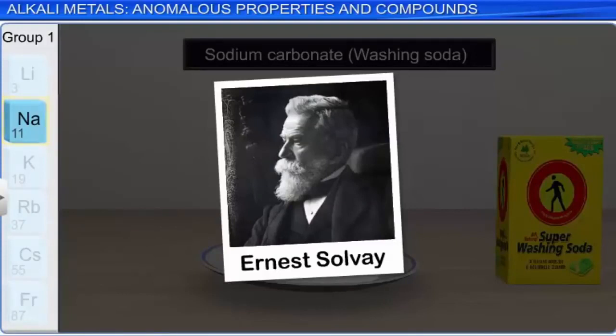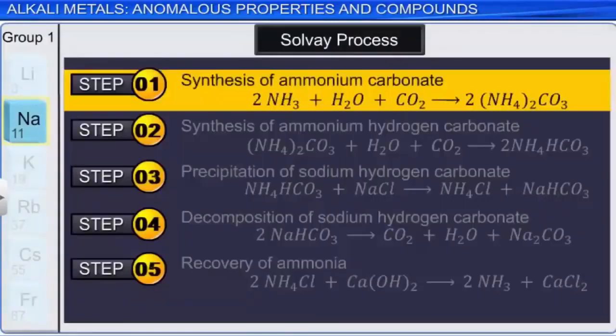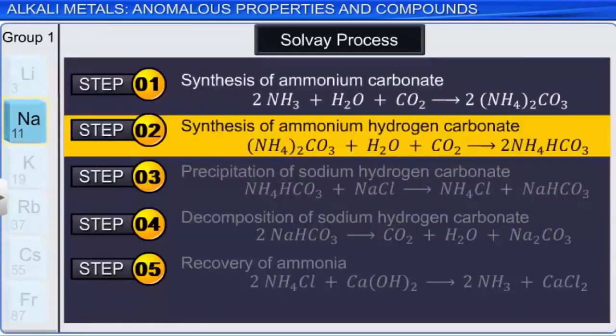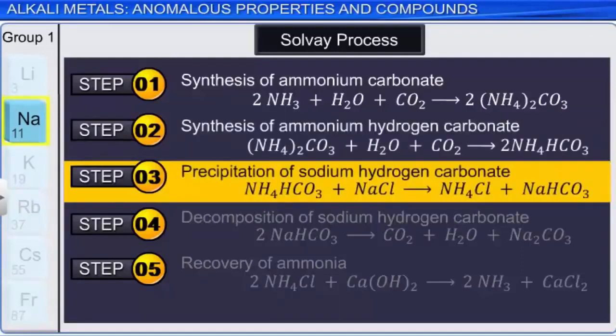Let's go through the steps of the Solvay process. In the first step, ammonium carbonate is synthesized from ammonia, water, and carbon dioxide, as shown in the reaction. Then, the ammonium carbonate formed in the first step is reacted with water and carbon dioxide to form ammonium hydrogen carbonate, as shown in the reaction given. Next, the ammonium hydrogen carbonate is combined with sodium chloride, and a sodium hydrogen carbonate precipitate is isolated.